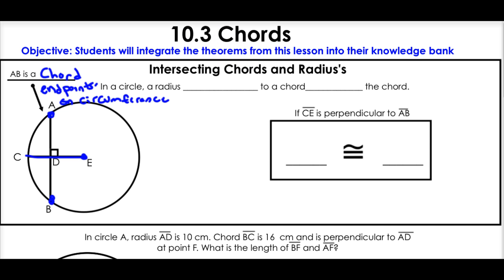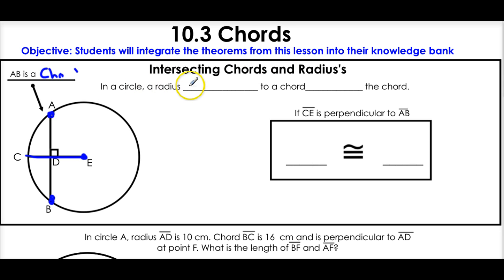Now we're going to be learning an interesting theorem today. Two of them actually. And the first one is called the intersecting chord and radius theorem. What is this theorem? I will tell you. Let me just clear a little space right here. The intersecting chord radius theorem is this.